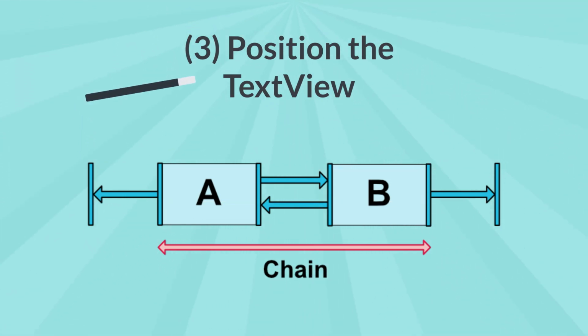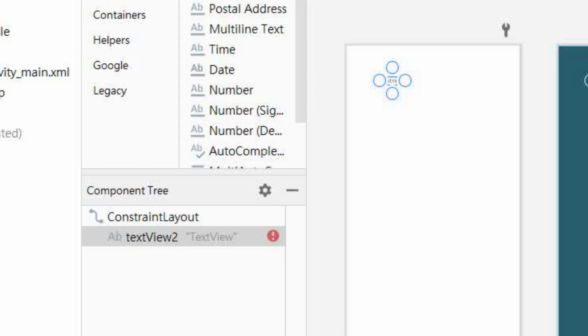3. Position the text view. For birthday cards, the text view needs to be close to the upper left corner and leave some space around it. To fix the warning, you will add some constraints to the text view, which tell your application how to locate it.